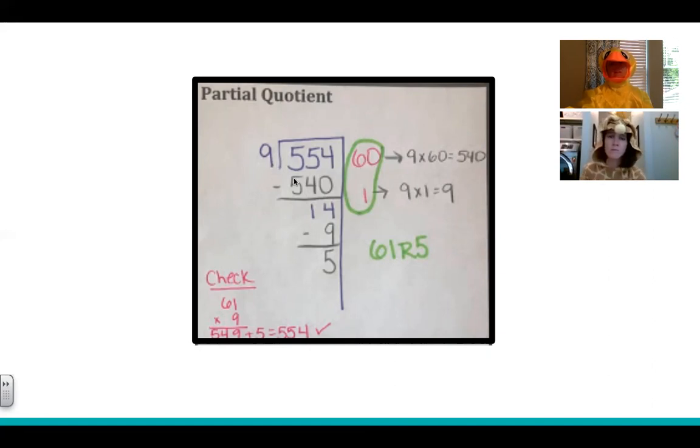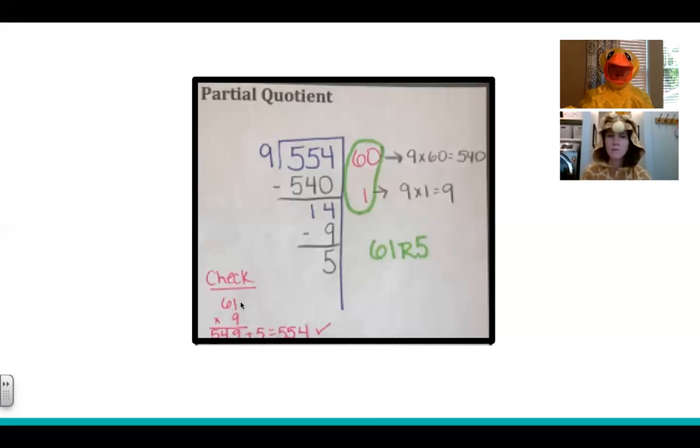So that's going to get me really close to that 554. So I'm going to pull out 60 groups of 9, or 9 times 60, which is 540. I take that away because that's what I've already used, and I'm left with 14. Now I have to think, all right, how many groups of 9 can I pull out of 14? And this one's pretty easy because I can only pull out one group of 9. So I take away those 9 and I get 5 as my remainder.